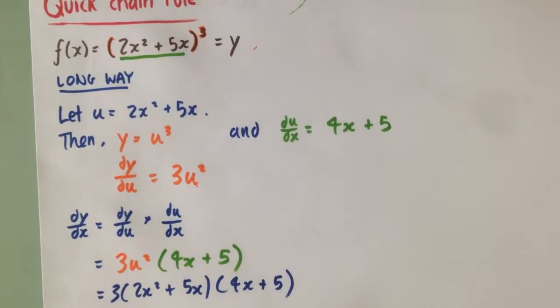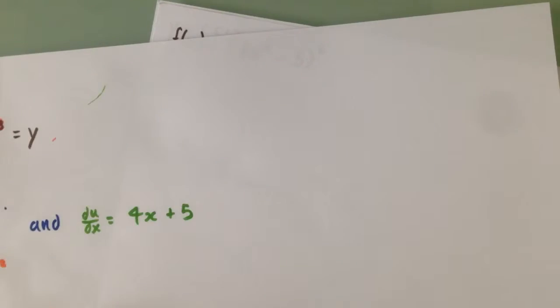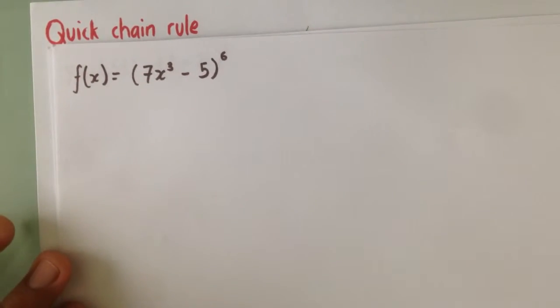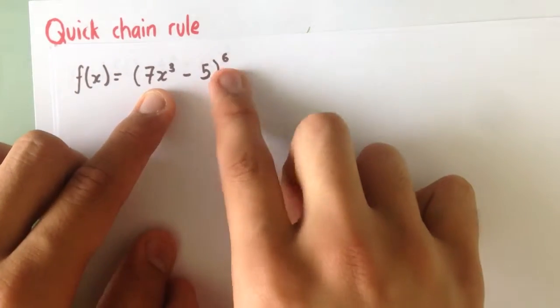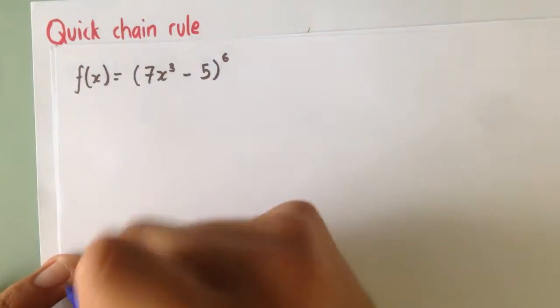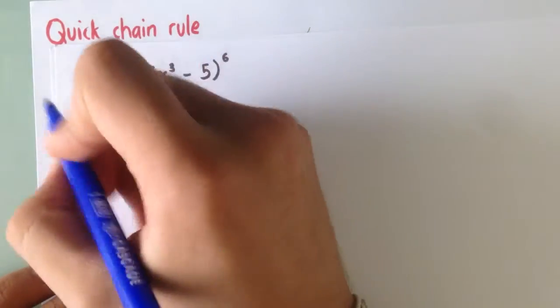Okay, let's have a look at a few examples to help solidify this understanding. Okay, here we have f of x is equal to 7x cubed minus 5 raised to the power 6. Okay, I'm going to do this the quick way. So, the quick way is easy. I only need one line.